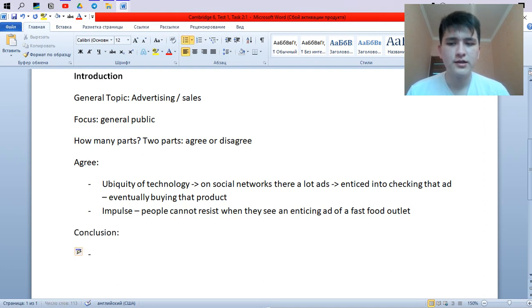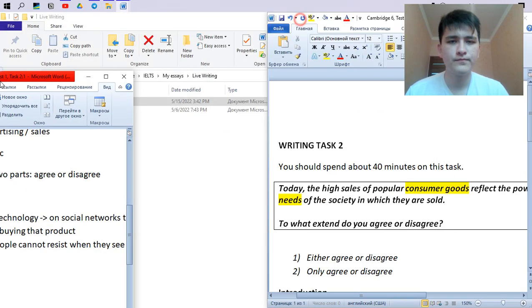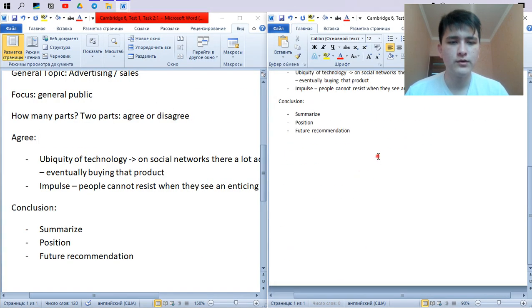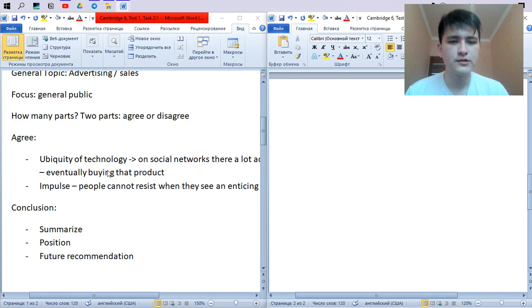Well, in the conclusion, you're just gonna summarize your main points presented in the body paragraphs. And as you can see, I presented two ideas, which means that I can talk about this in one body paragraph and this one in the second body paragraph. Now summarize, then you give your position, whether you agree or disagree, right? And probably a future recommendation or something like that. That's actually optional, you don't need it. Okay, now I'm just gonna split this into two so that I can keep an eye on my plan as I write. Right, now let's get started.